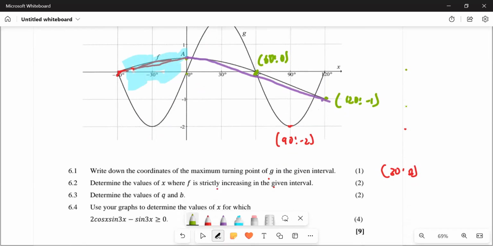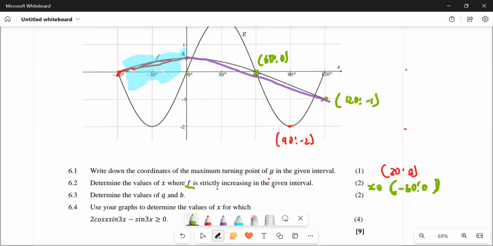-60 up until we get to 0. So I'm going to tell them that x is an element from -60 up until 0. And we don't use the square bracket, but the curved bracket, because at the turning point the graph is not increasing and not decreasing, so it cannot be equal to.